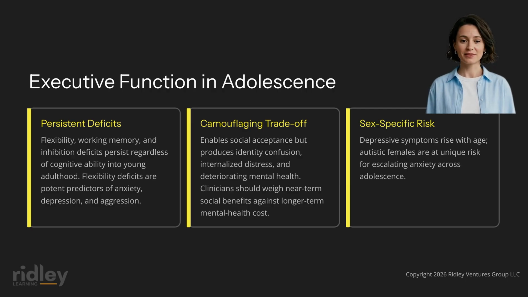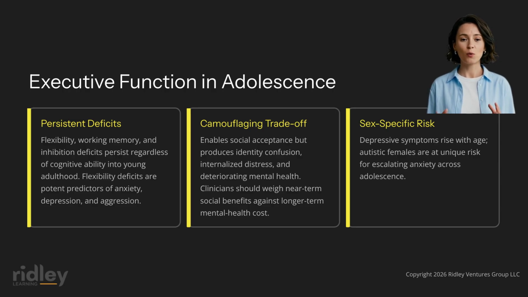Executive function challenges persist well into young adulthood. A 2026 longitudinal analysis by Kenworthy and colleagues, drawing on 313 autistic individuals aged 2 to 25 years across 941 observations, with a mean IQ of 103.3, found that flexibility, working memory, and inhibition deficits persist regardless of cognitive ability. Flexibility deficits were particularly potent predictors of anxiety, depression, and aggression. Depressive symptoms rose with age, and autistic females were at unique risk for escalating anxiety across adolescence.